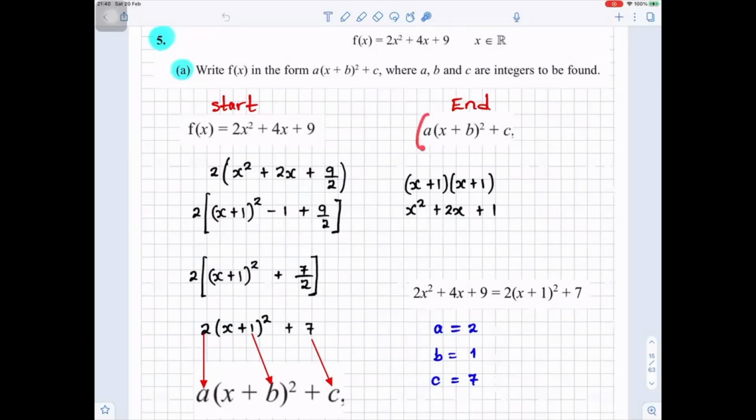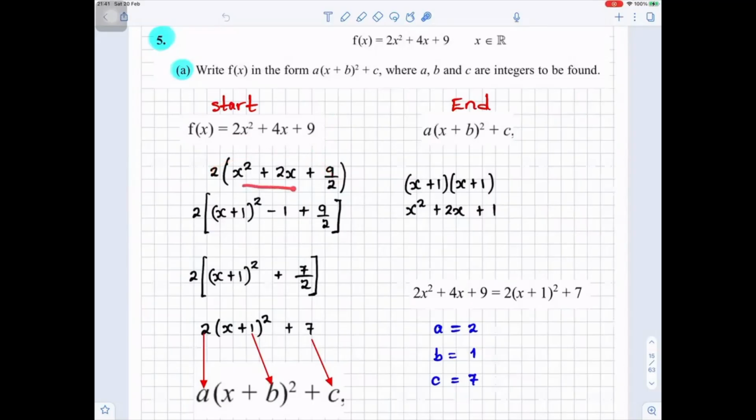So you notice there's an a out there, so we can take that 2 out of the bracket. So we factorize 2 out, and this 4 is the same as 2 times 2. So it will be, if you multiply, 2 times x squared is 2x squared, 2 times 2x is 4x. So this will be 9 over 2, because 2 times 9 over 2 is 9.